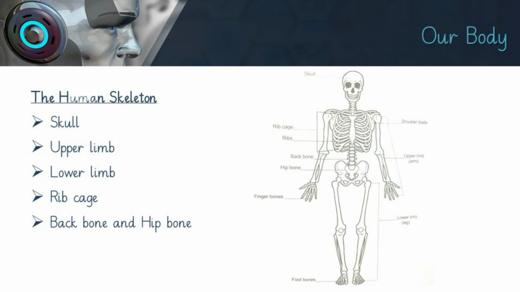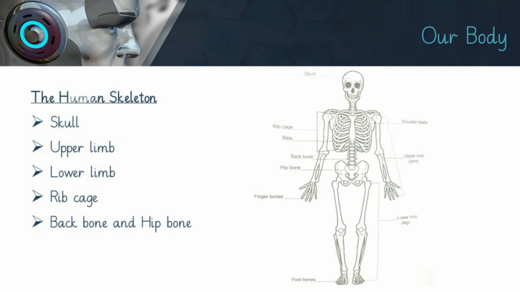Next, coming towards upper limb. Upper limb is referred to as arm. It comprises upper arm, forearm and hand. As we have two arms, so we have two upper limbs. Next comes lower limb. Lower limb is referred to as leg. It comprises upper leg, lower leg and foot. As we have two legs, so we have two lower limbs.